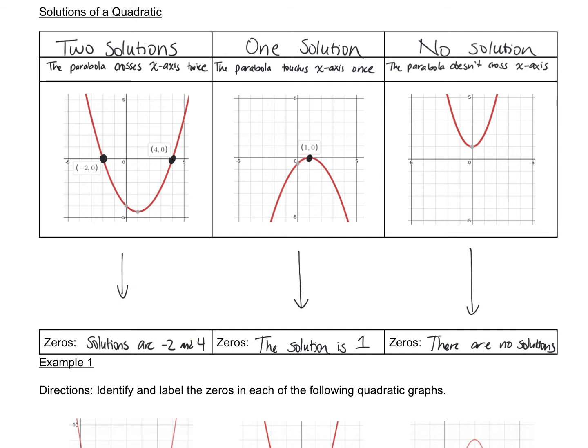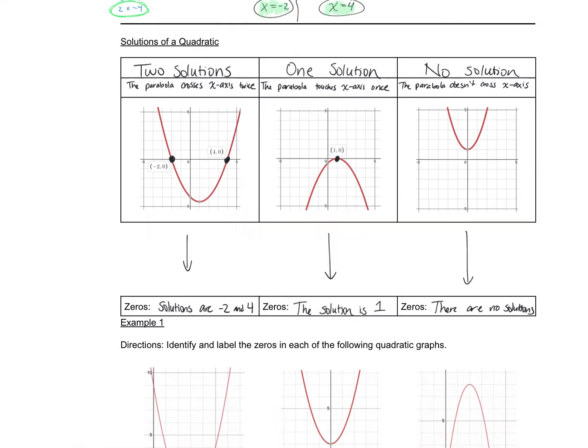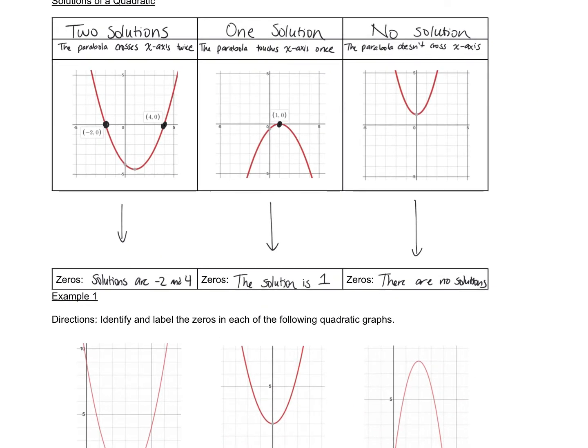So these are the three scenarios you're going to run into. The most common one is where it has two solutions. The next most common one you'll see is one solution, and then sometimes it has no solution as well. So let's go through an example and identify these just based on the graphs.